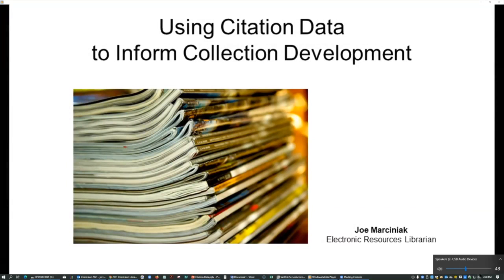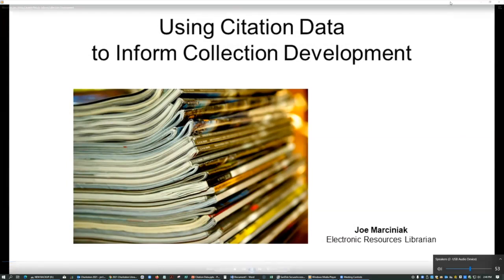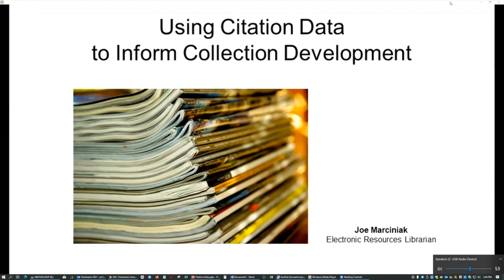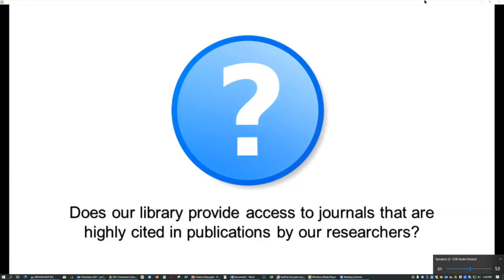Hi everyone and welcome. My name is Joe Marciniak and I'm the Electronic Resources Librarian for Princeton University. My session is about how you can use citation information to inform collection development decisions. I wanted to answer the question, does our library provide electronic access to the journals that are highly cited in publications by our researchers? So basically, how well are we serving our patrons' research and publishing needs?